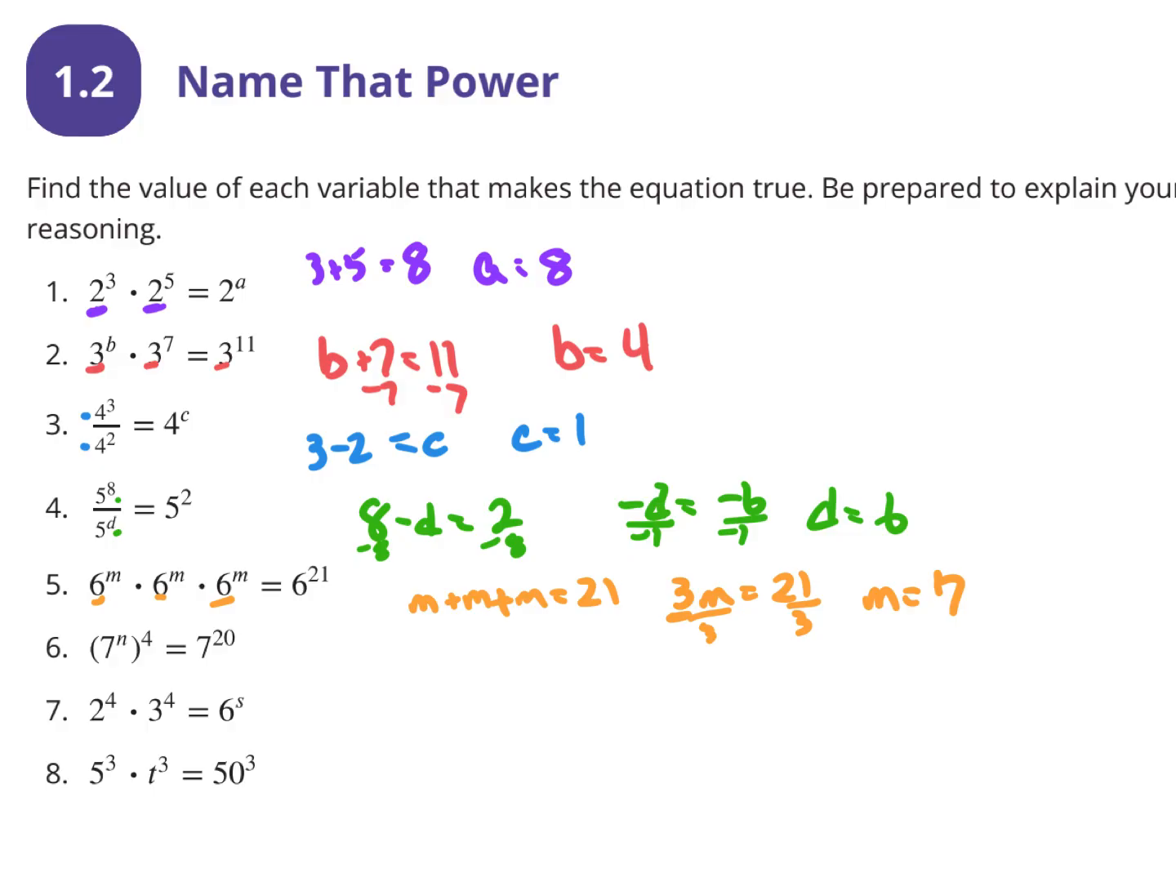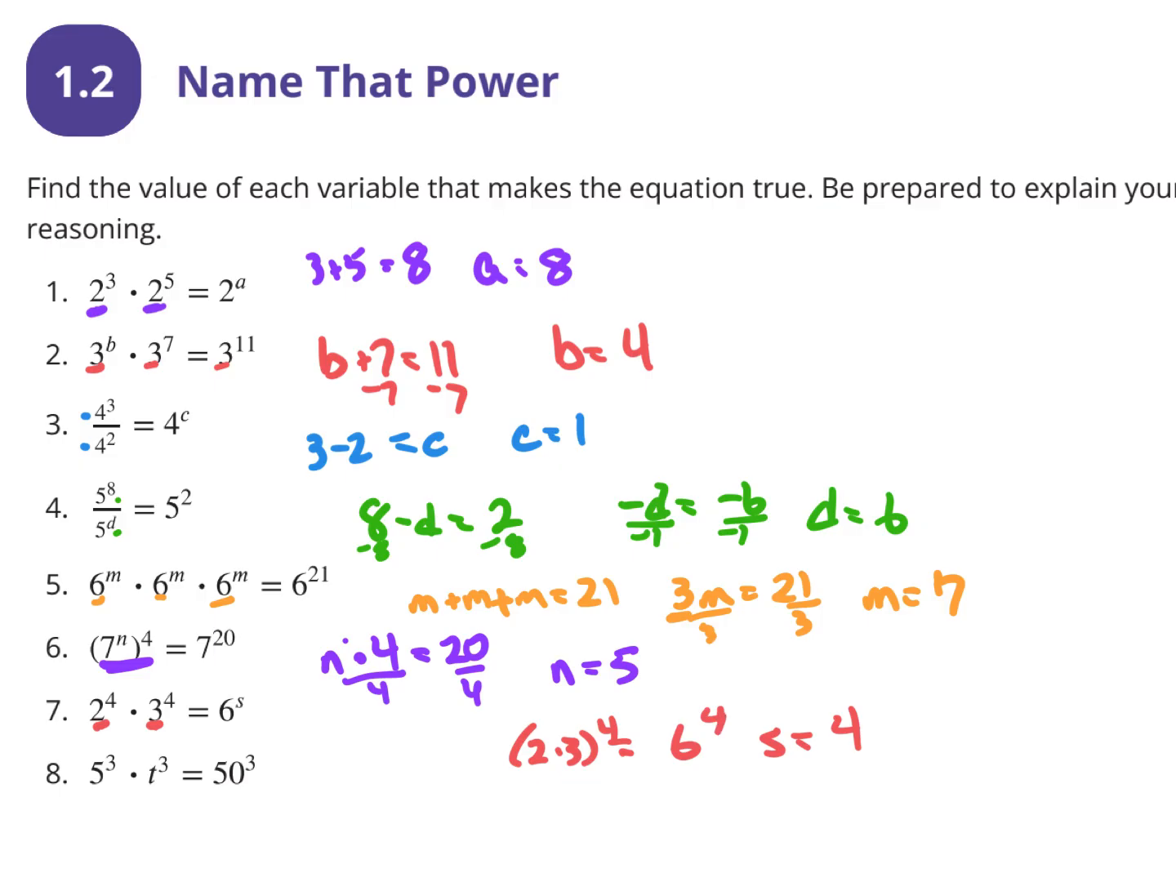All right, next one. Now this is raising a power to a power. You have it in parentheses. So n times 4 equals 20. We know we have to divide by 4 on both sides, and n equals 5. Different bases. Different bases get the same power. So this is 2 times 3. We factor out the exponent. 2 times 3 is 6, and s equals 4.